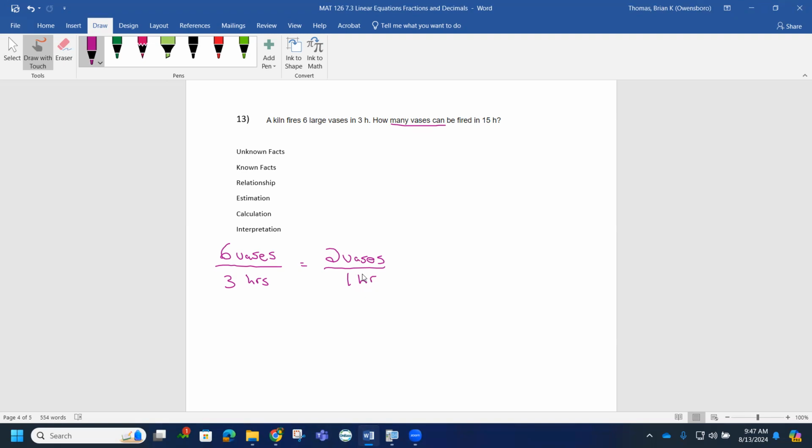So it sounds like we're doing 2 vases per hour. And if we have 15 hours, it sounds like we're just going to be multiplying those two things together. So that seems to be our relationship because we're going to be doing 15 hours here. So we're going to be adding 2 15 times. What we pick up on is our breadcrumb, 2 vases in 1 hour, and we're given 15 hours. So that relationship means we're going to add this 15 times. In other words, 2 times 15 becomes our relationship.